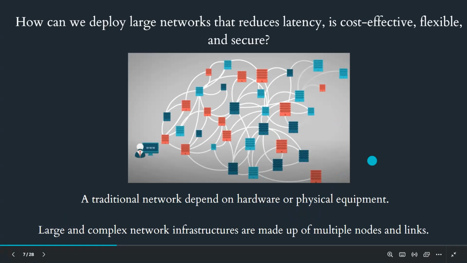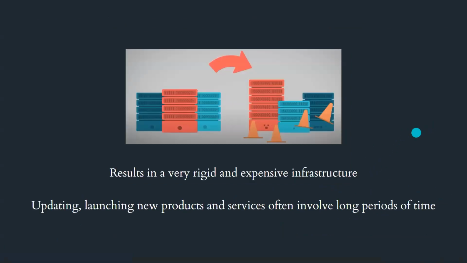So this network becomes large and complex, and it is made of multiple nodes and links. In the traditional networks, we have very rigid and expensive infrastructure. We connect all the communications, and we do the communication between routers, switches, and other hardware components.